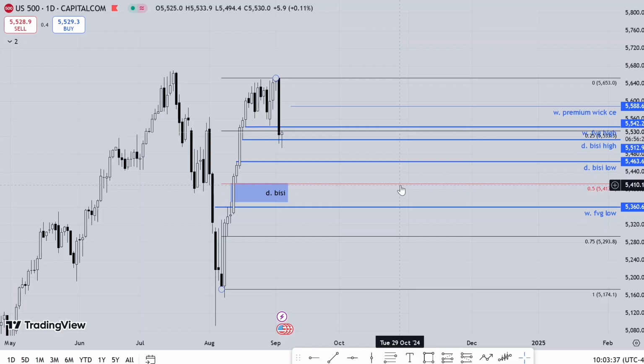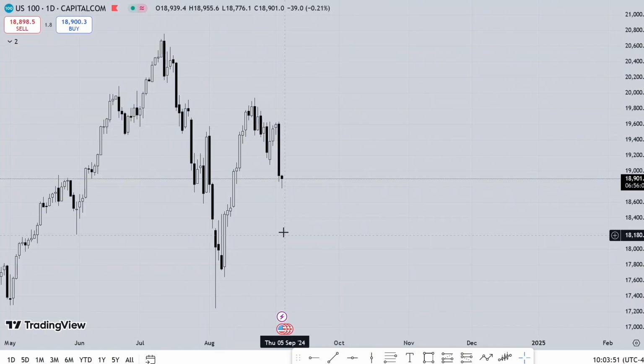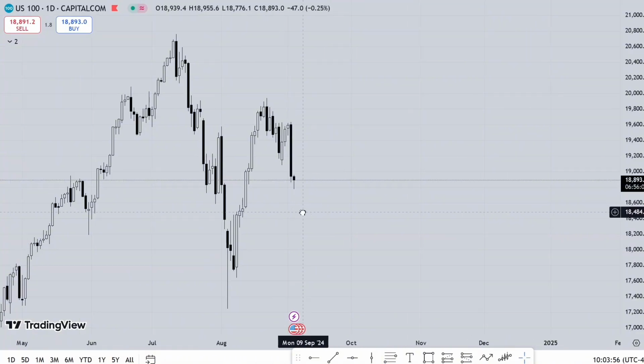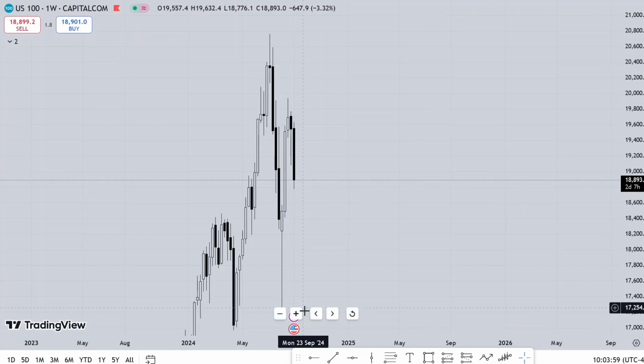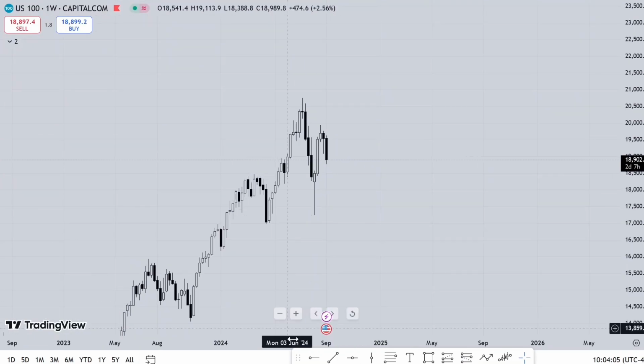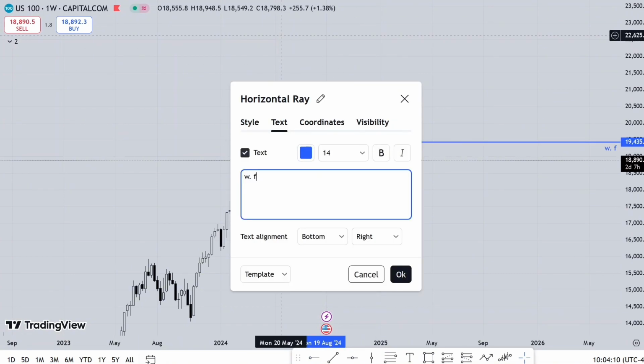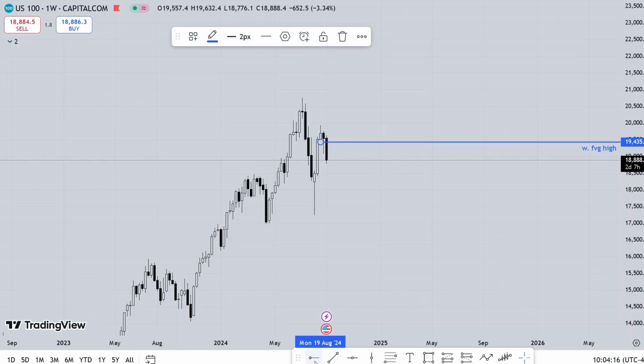So let's go. You want to see and understand what the closely correlated asset is doing on its higher time frames also, to then get your narrative as clear as possible. So you have the weekly, and just below it you have the weekly fair value gap below, which is a BC.